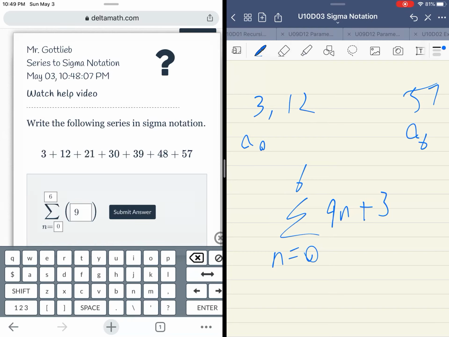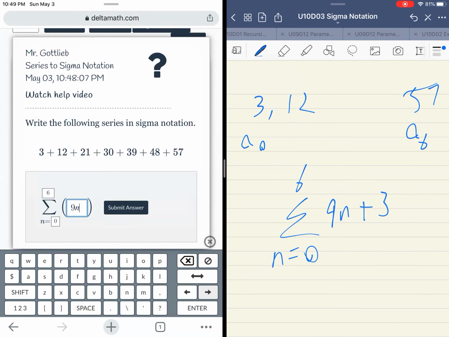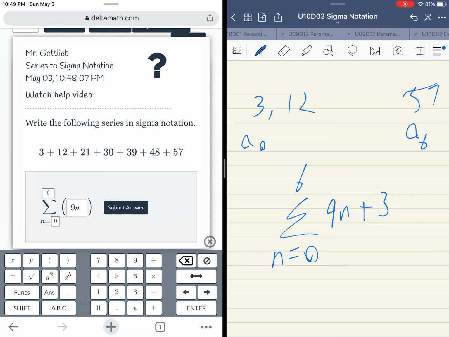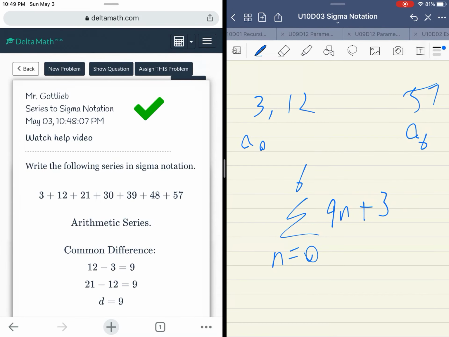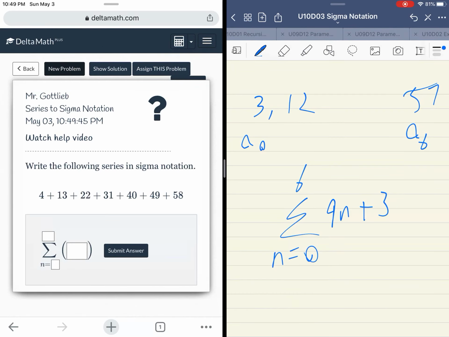Alphabet, ABC, all right, n. And how do I go back? How do I get out here? Numbers, okay. Plus 3. And that's correct. So this example is arithmetic. Let's take a look for a geometric one.